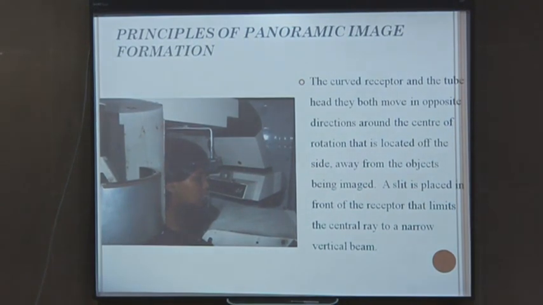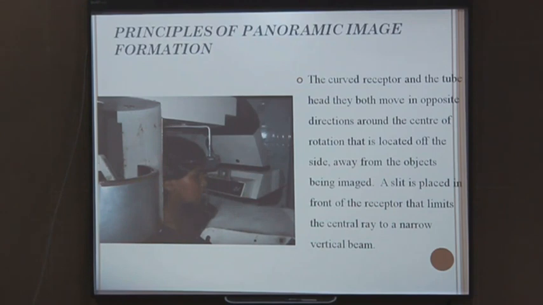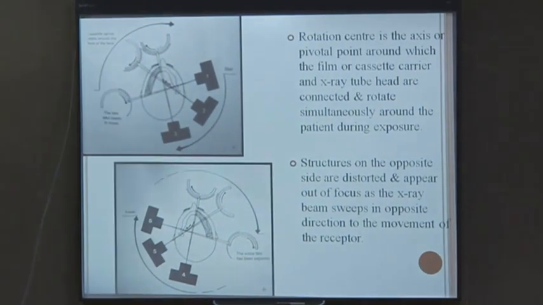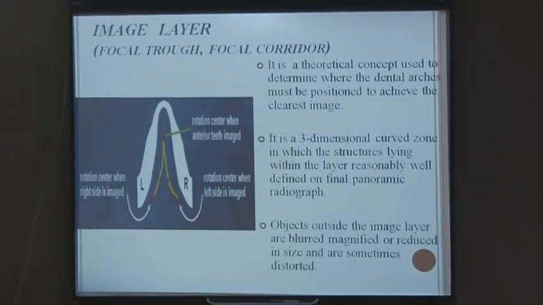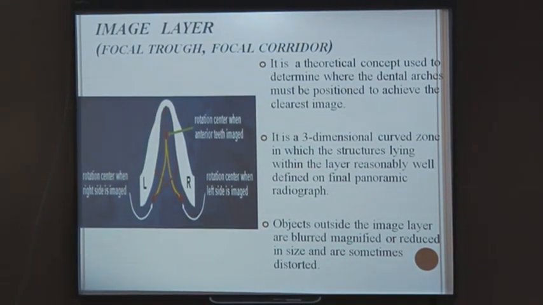And you have a narrow slit which is lead lined, and only through that slit your X-ray beam passes out. In the case of your IOPA machine, you have a collimator, which is rectangular or circular. Here it is like a long slit. That's all. So this is about your rotation center. This is your image layer or focal trough or focal corridor. These are the various names for your image layer. Objects outside the image layer are going to be magnified. Objects within the image layer will appear as a proper image. That is the basic concept.